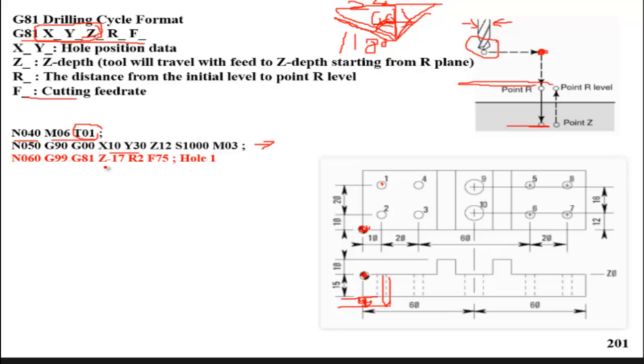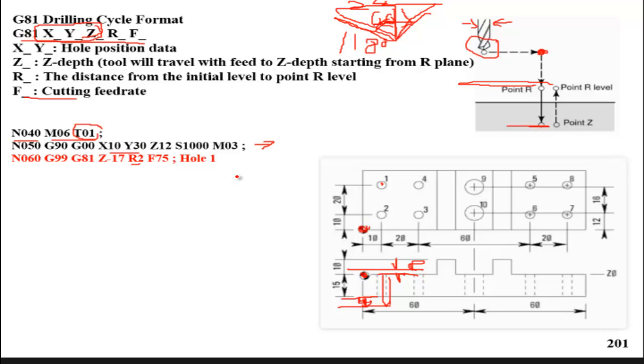So this is the final. R is 2. What is the meaning of R is 2? It means the R level will be 2 millimeters above the material top. That will be the R level. So we define the 4 levels now. By this part of the program, we have already defined the 4 levels.